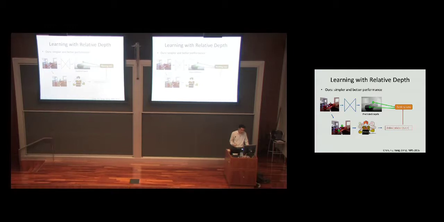Here the idea is that we just use a stacked hourglass network, and it predicts per-pixel depth. Okay, so the prediction is just direct per-pixel depth. And here we just have a loss function that says the depth map you predict has to be consistent with the ground truth orderings we have. Right, so this turns out to be a ranking loss imposed on the predicted depth map.